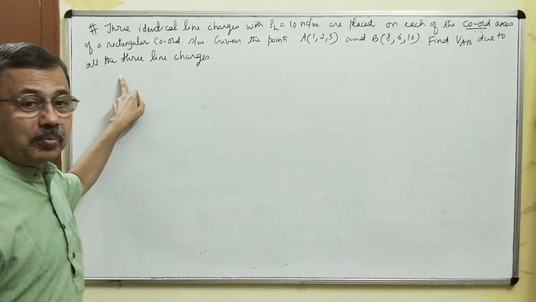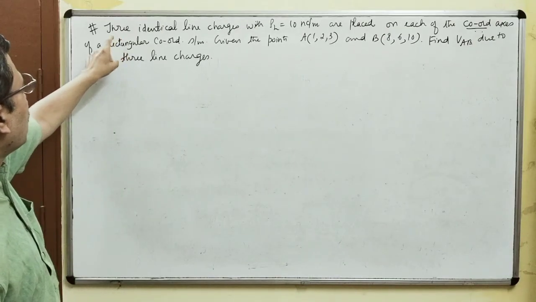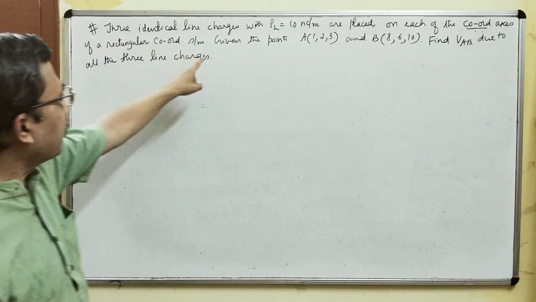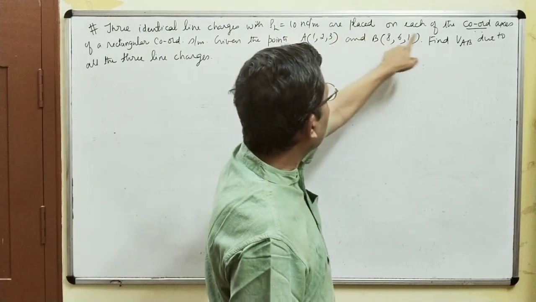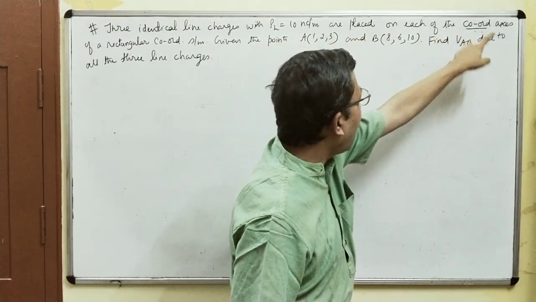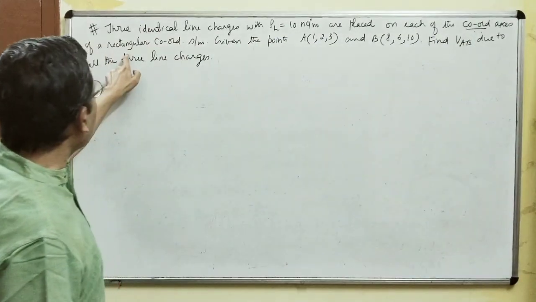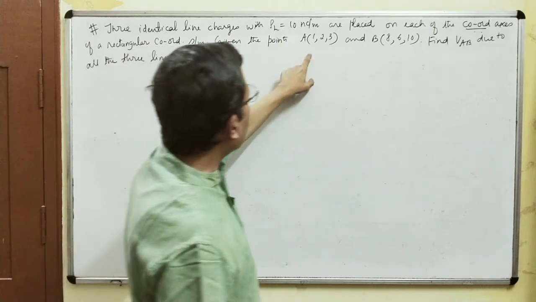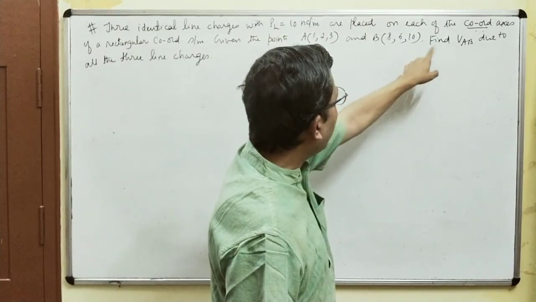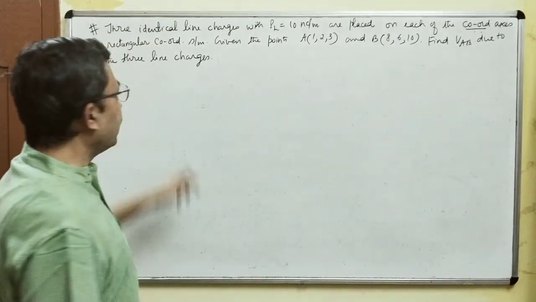I'll read out the problem written on the board. Three identical line charges with rho L equals 10 nanocoulombs per meter are placed on each of the coordinate axes of a rectangular coordinate system. Given the points A (1, 2, 3) and B (8, 6, 10), find VAB due to all three line charges.